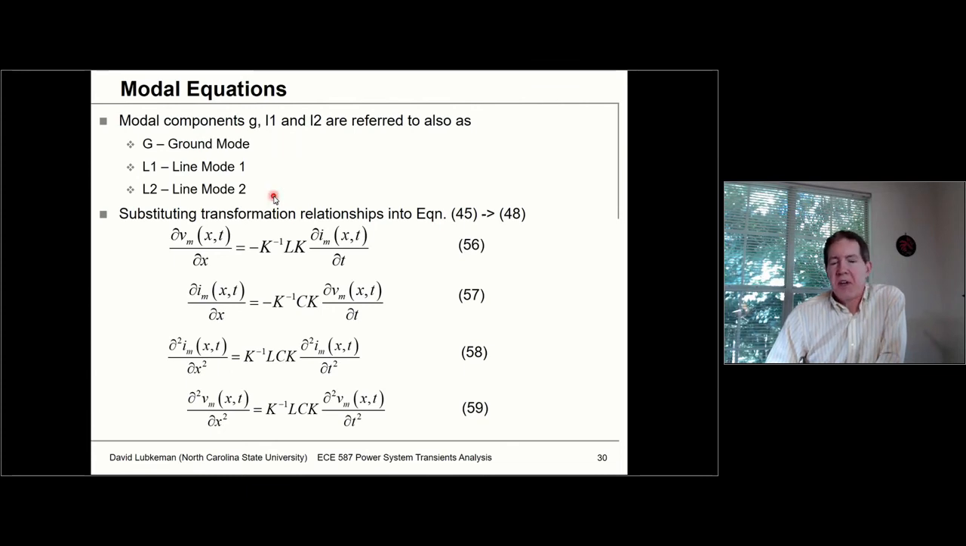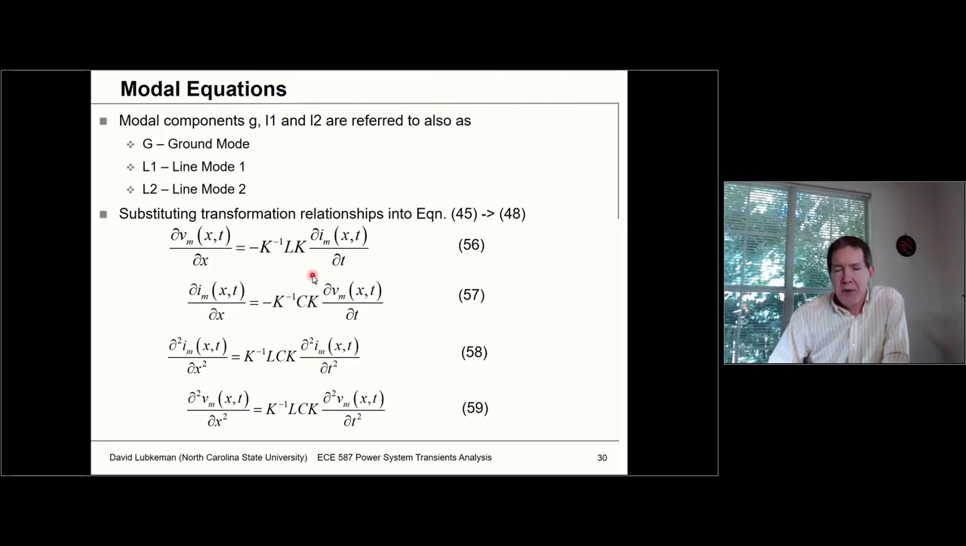In this particular case, what we're going to see for these modal components is we're going to have one term that a lot of times we refer to as a ground mode. The other two modes are going to be line modes, where it turns out the ground mode is similar to the zero sequence, and the line modes are similar to positive and negative sequence in a way.